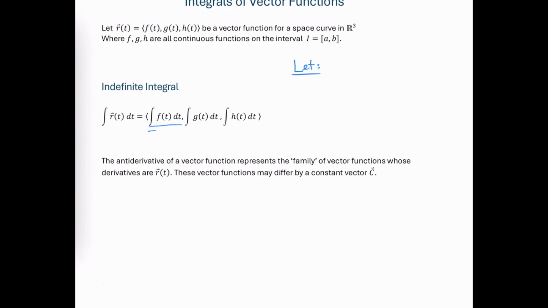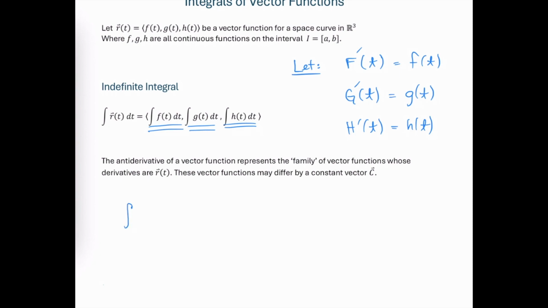So let's look at the antiderivative of f of t and let that antiderivative be capital F, so that if we were to differentiate capital F, we would get the parametric equation f of t. Similarly, let's let the antiderivative of g of t be capital G of t, meaning that if we were to differentiate capital G, we would get the parametric equation g of t. And let's let the antiderivative of h of t be capital H of t, so that its derivative is the parametric equation h of t.